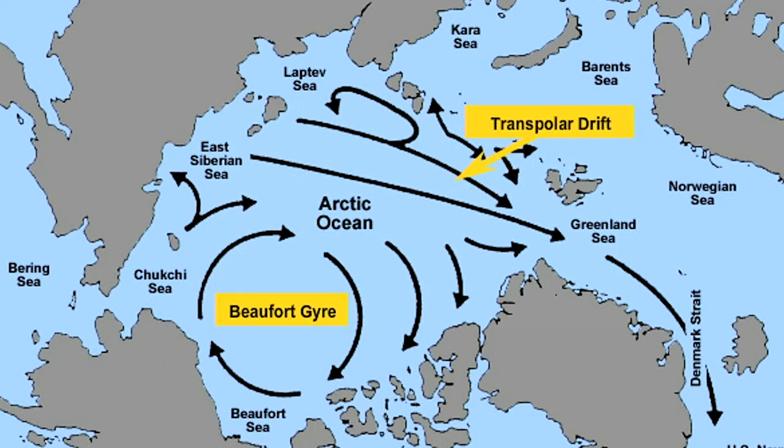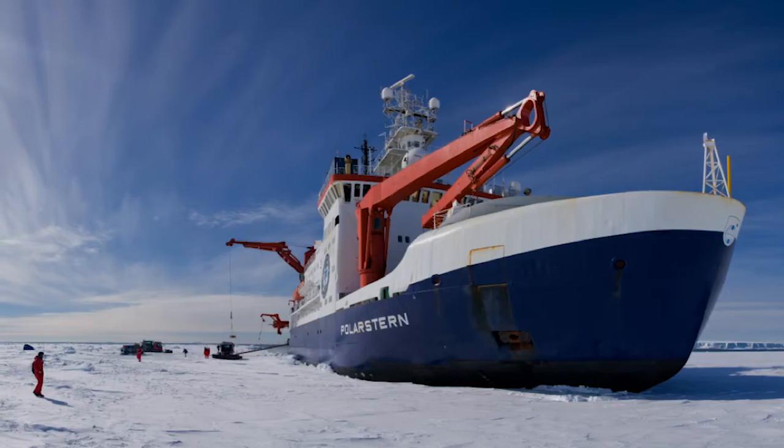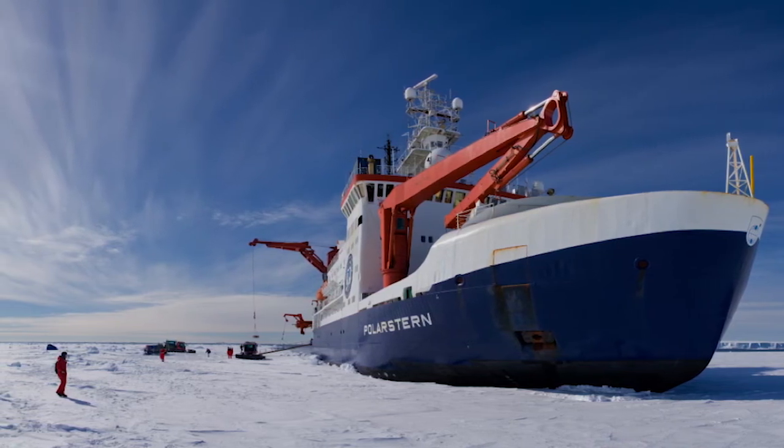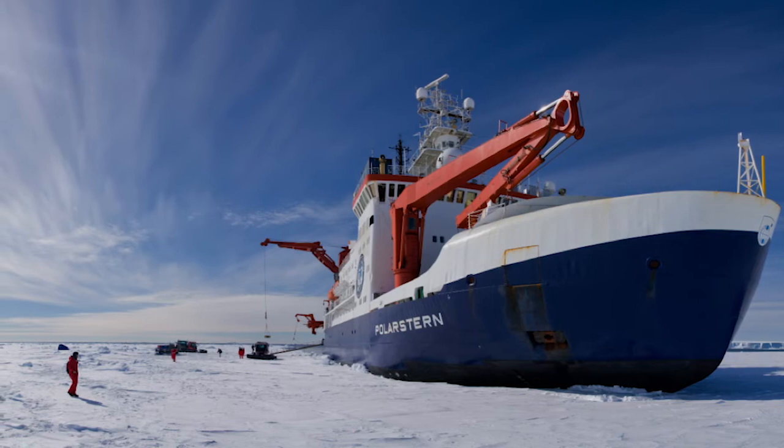On the other side of the Arctic, towards Europe and Siberia, you see the transpolar drift stream, where the ice is moving across the Arctic. We will be in the transpolar drift stream. This is where the Polarstern is going to be positioned, or has been positioned. So in October, it was deployed in the drift stream, and it should drift with the ice.